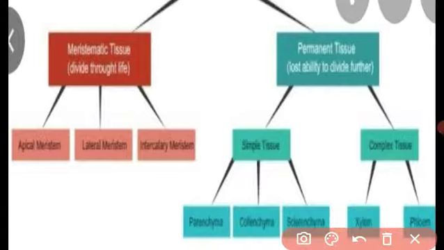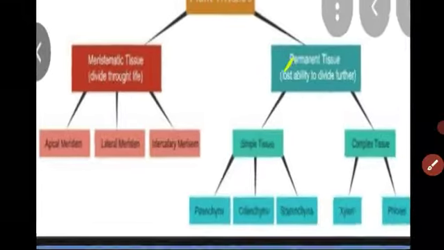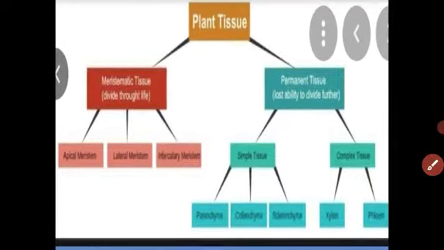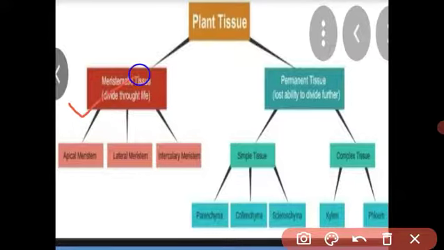Got it, student? The plant tissue, let us revise. There are two types of plant tissue: meristematic and permanent. Meristematic tissue is called the dividing tissue. The tissue is present in the tips of the plant. Tips of the root means the tissue present on the growing parts of the plant. Again, there are three types of meristematic tissue: apical, lateral and intercalary.